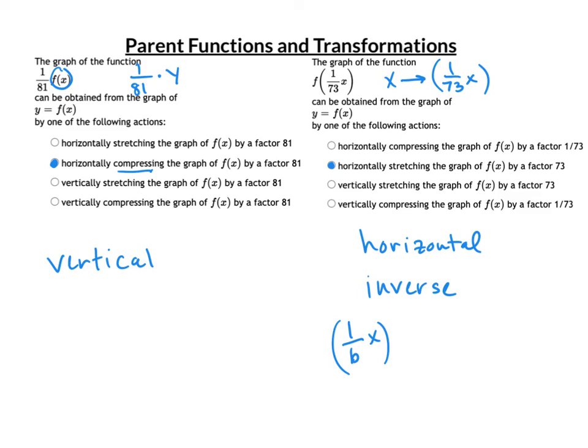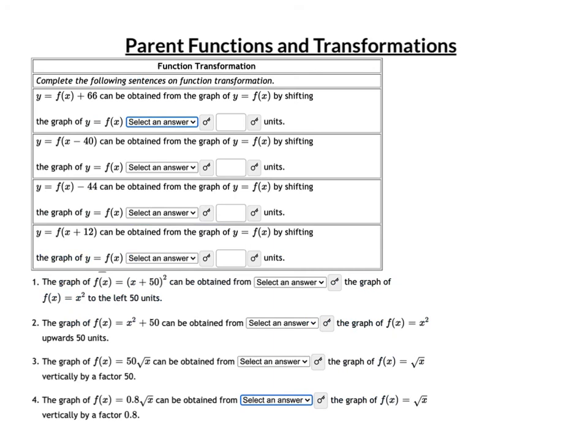If b is less than 1, they call it a compression. Horizontal we're talking about. Don't confuse that with vertical. And if b is greater than 1, it's a stretch. Well, again, it goes back to the inverse idea. I'm dividing by 73. What happens to the points is they're going to be multiplied by 73. That's what makes it a stretch. So once you get the idea, you can just fly through these.